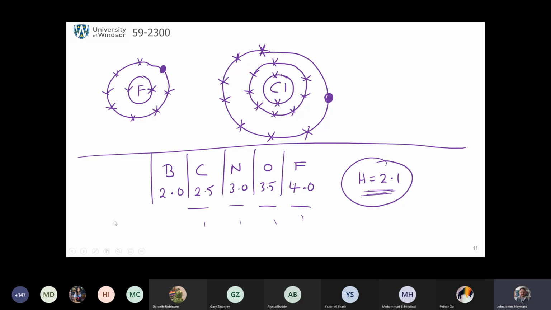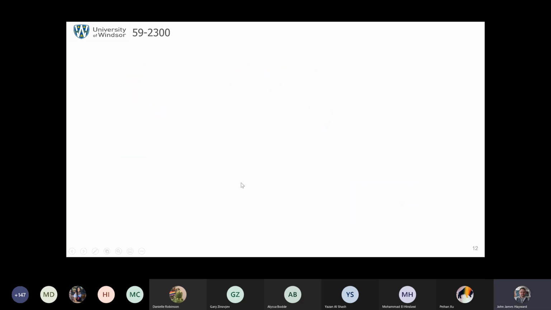So, because of that, if you have something like HCl, hydrogen chloride, that's going to be a polar molecule. Where is going to be our partial positive and our partial negative charge? Which one's going to be positive? Which one's going to be negative? Hydrogen or chlorine? Cl will be negative, correct.